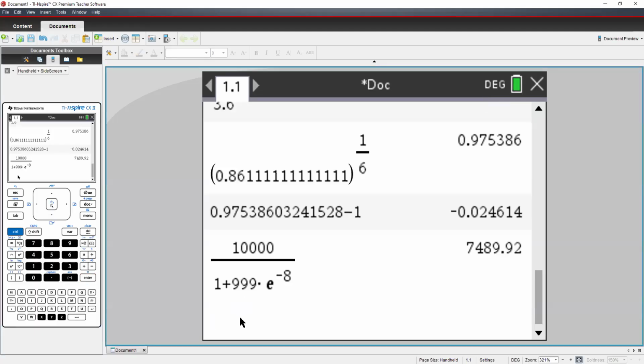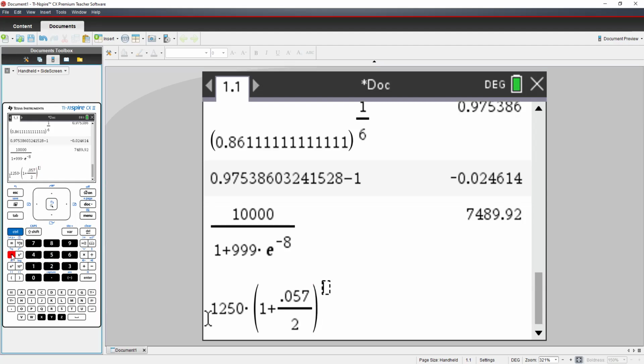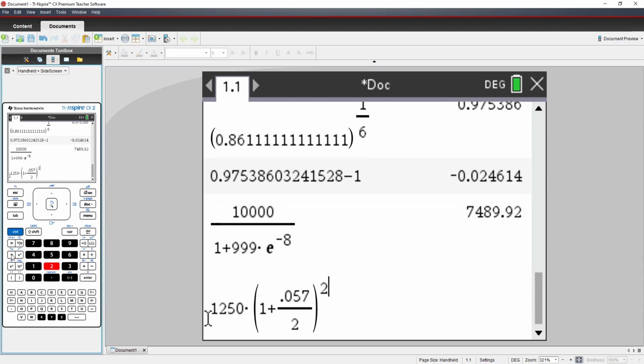So then over here, we would write 50 times 1 plus, again, I like to do control divide, 0.057 divided by 2, raised to the 2 times 3.5 years.